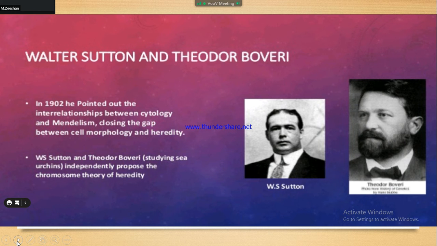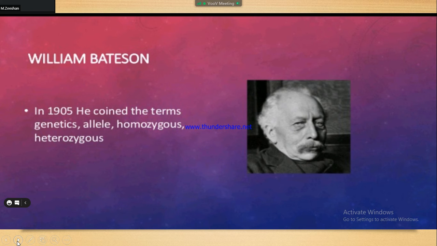Walter Sutton and Theodor Boveri are the two scientists who studied the sea urchin and proposed the chromosomal theory of heredity. William Bateson was another scientist who coined the terms genetics, allele, homozygous and heterozygous.